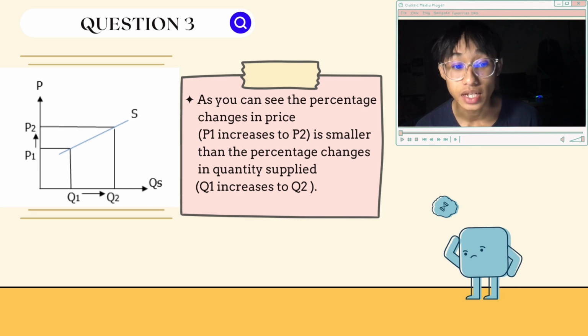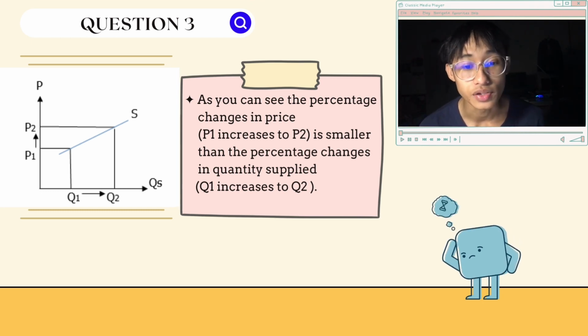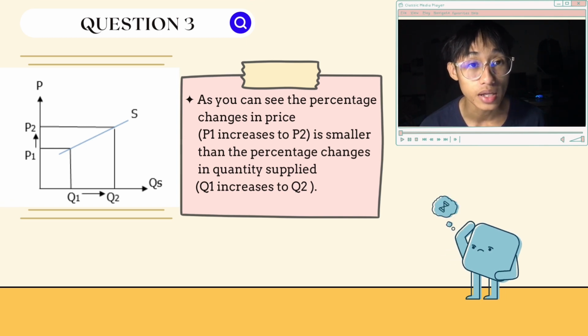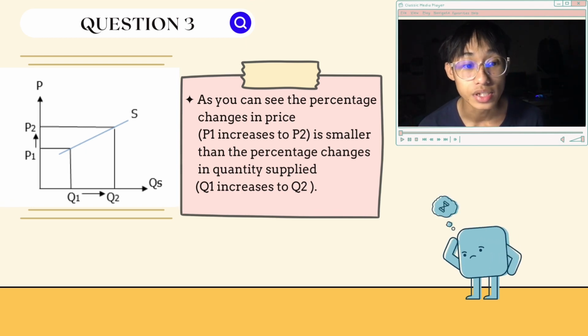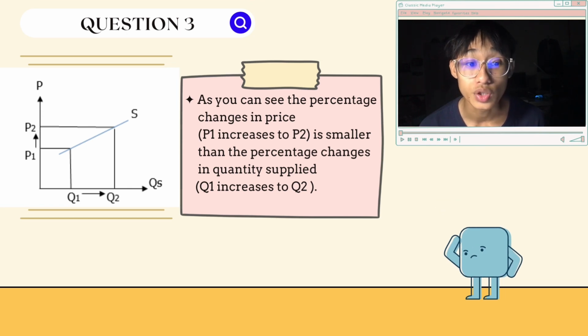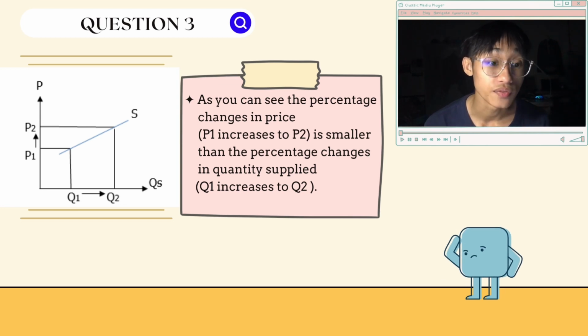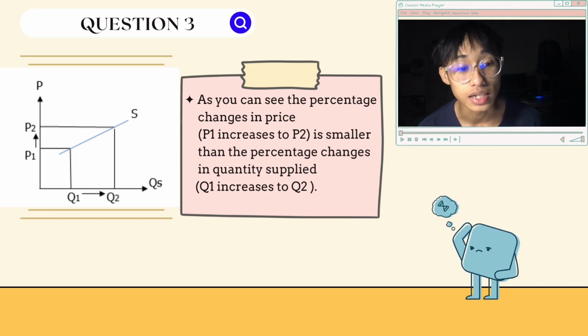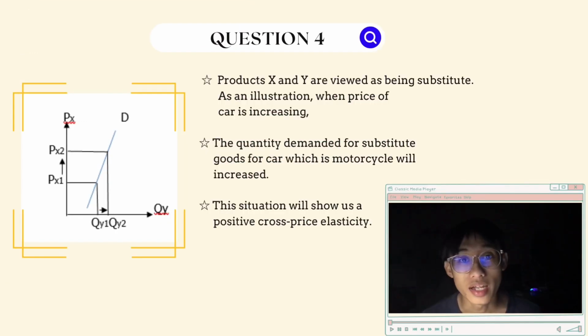This graph represents a flatter slope of supply curve for electric vehicles. As you can see, the percentage change in price, which is from P1 increasing to P2, is smaller than the percentage change in quantity supplied, which is Q1 increasing to Q2. Therefore, supply of electric vehicles is relatively elastic because electric vehicles are known as luxury goods. Next, I will go for question 4.